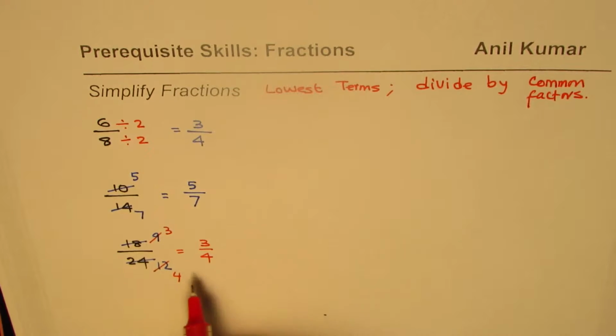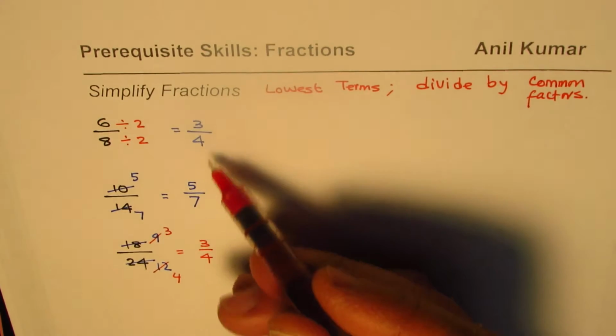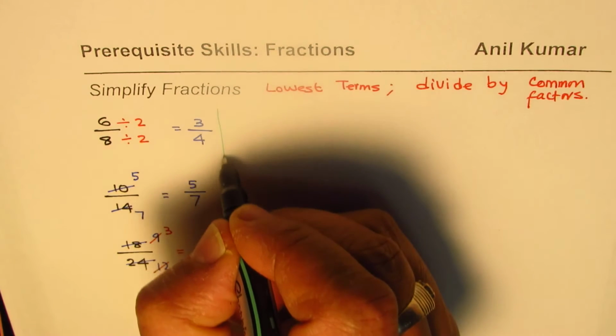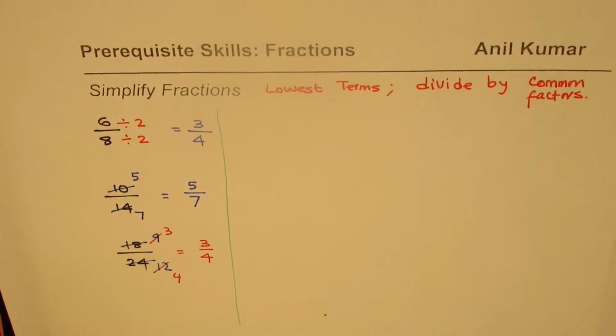Right? So what we notice is these two are equivalent fractions. They get reduced to the same thing, right? So that is how you could actually simplify the fractions, right? I hope you find it interesting.